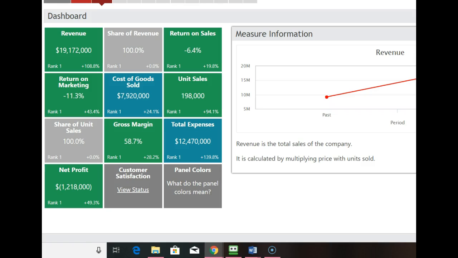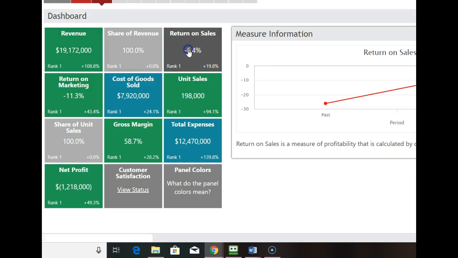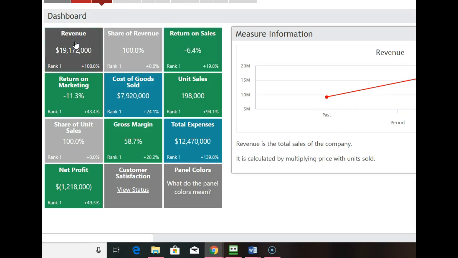Now let's look at revenue, because revenue is what? It's the total sales of the company. How well have you been doing? How much have you brought in? What are your total sales? And of course, you know that you use that revenue number to figure out your return on sales as well. So let's look at our revenue. We're doing fairly well here at 19 million.